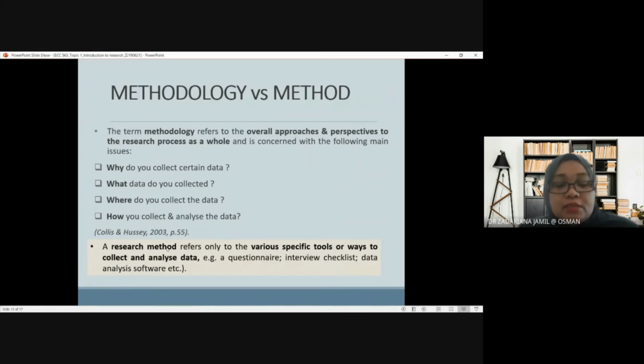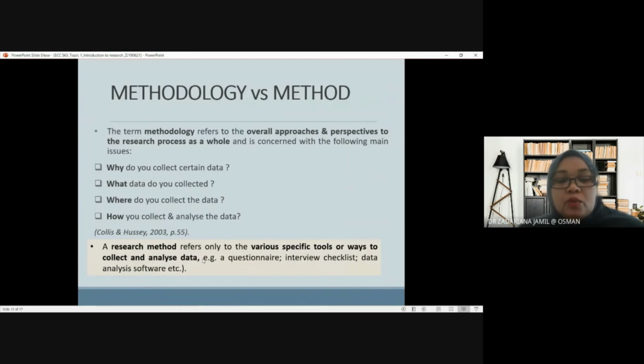A research method refers only to the various specific tools or ways to collect and analyze data. This is the explanation of the method you want to apply to get the data. What is the method? Using questionnaire, interview, checklist, data analysis software, and so on. So you need to identify what method to use to carry out the research.